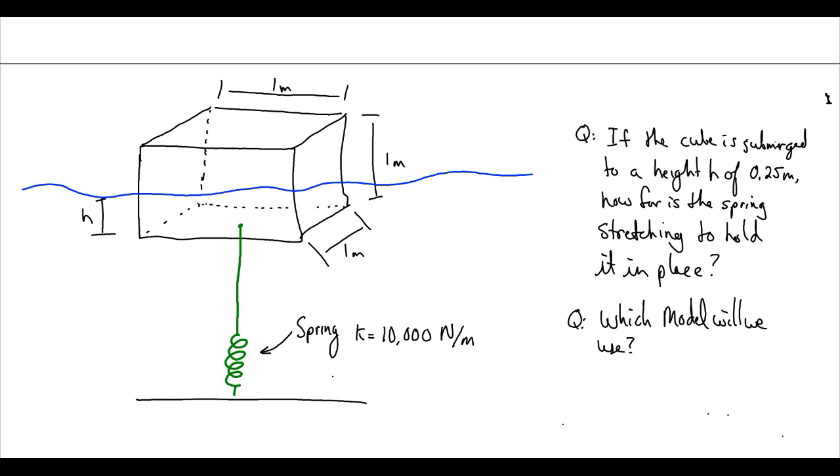There's a spring here with a spring constant of 10,000 newtons per meter. We're going to assume that this box has no mass since the mass is not given and that it's completely hollow.